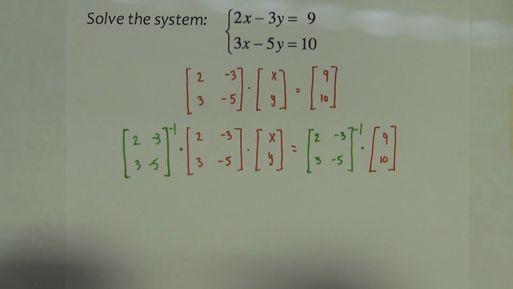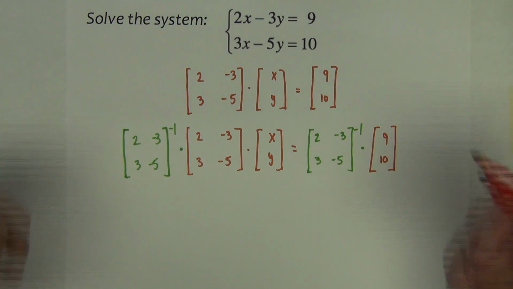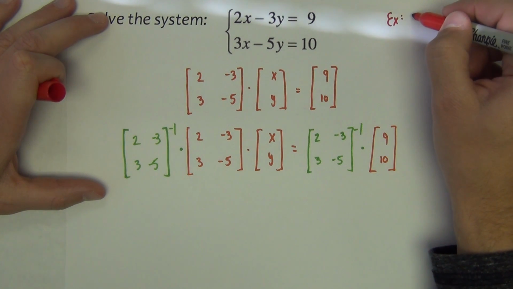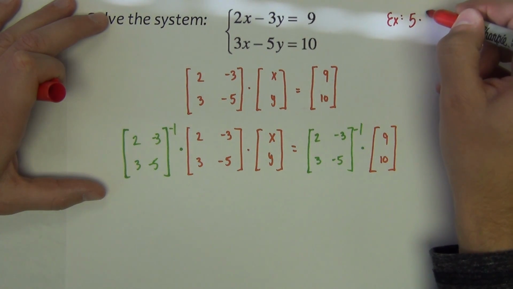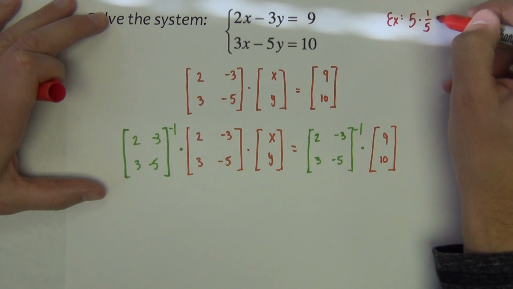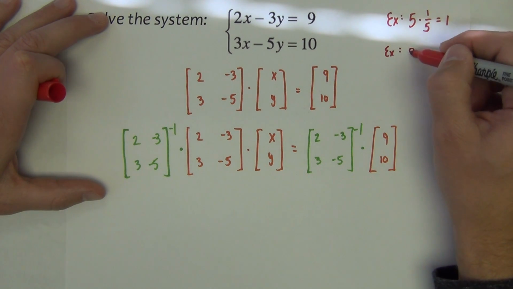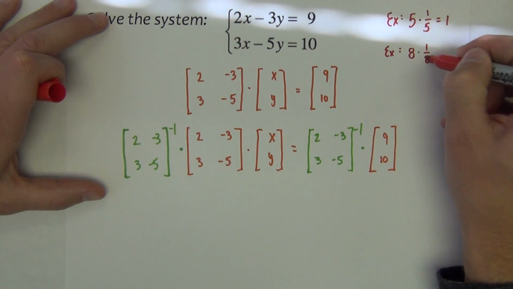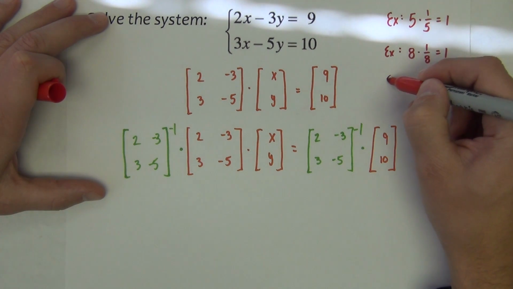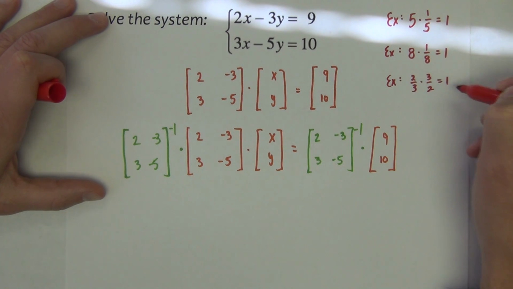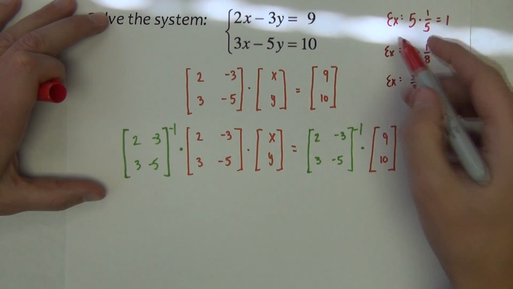Okay, so why would I do that? What does that actually accomplish? Well, we should know that, for example, kind of like a scratch work example, any number, say 5 times its multiplicative inverse, 1/5, is 1. Or if I take 8 times its multiplicative inverse, 1/8, I get 1. Or 2/3 times its multiplicative inverse, 3/2, we get 1. We know that.